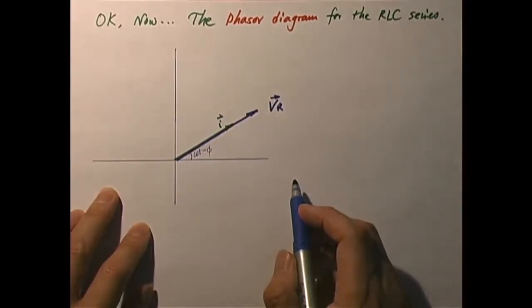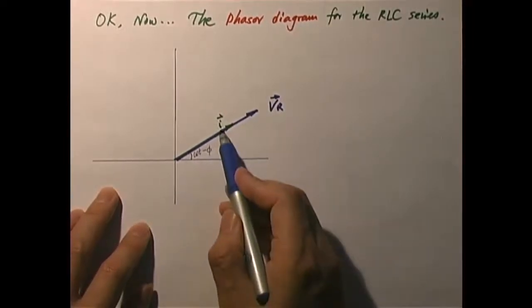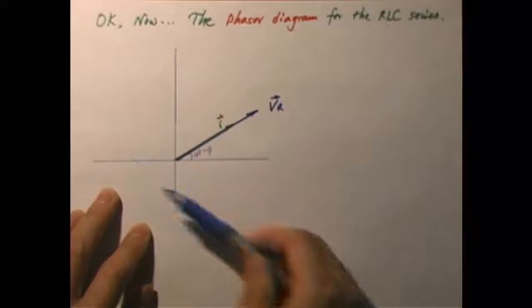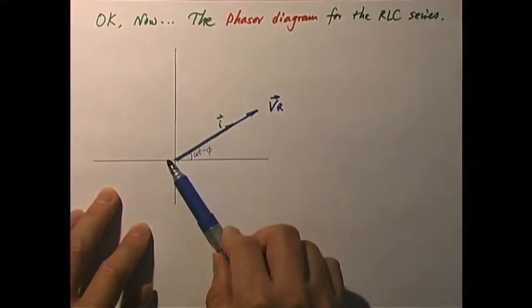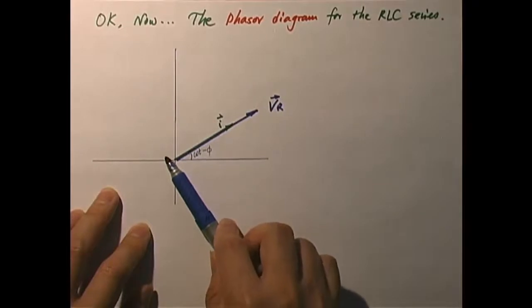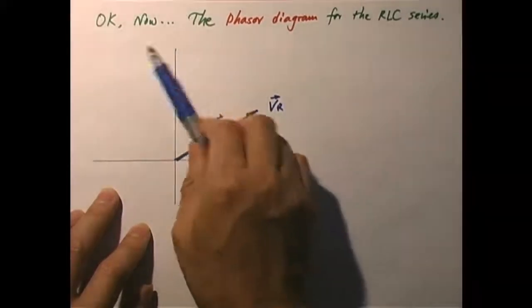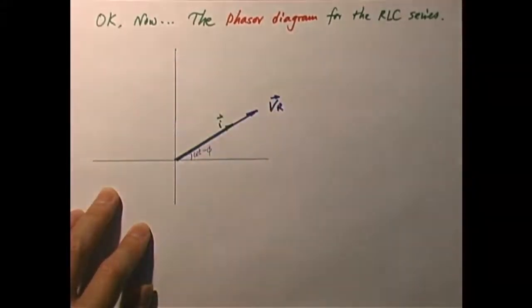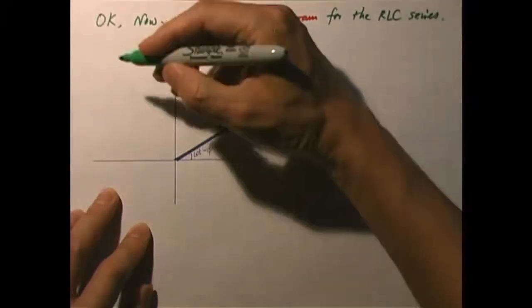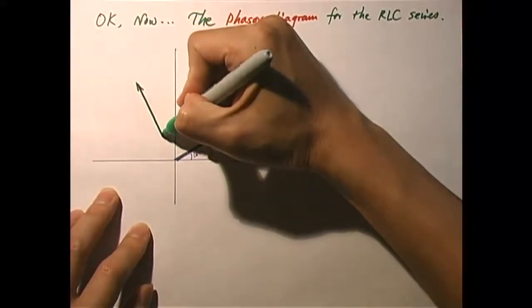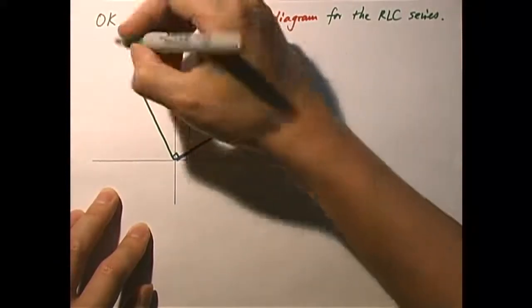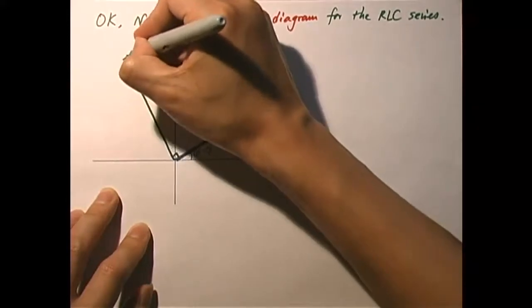Now, what about VL? Remember, VL leads the current phasor by 90 degrees. This is the positive direction of turning. So if at this moment I points this way, then the phasor for VL should point that way, 90 degrees ahead. That is what I'm going to draw. Here is the VL phasor, 90 degrees ahead.